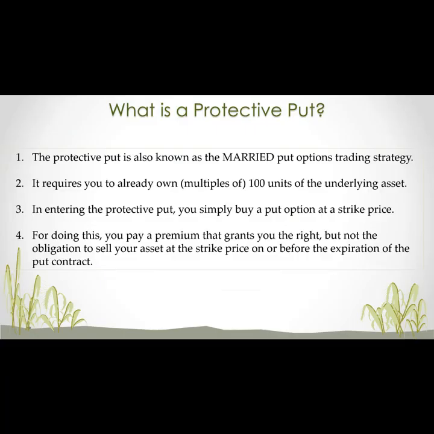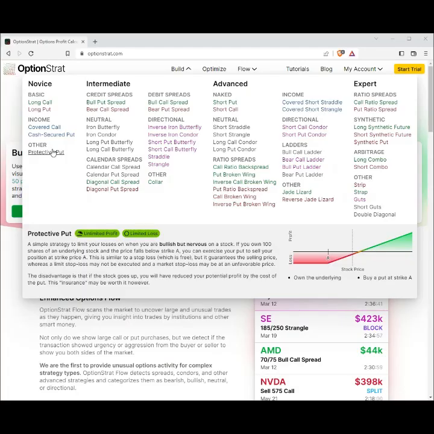So what is a protective put? The protective put is also known as the married put options trading strategy, and it requires you to already own 100 units or multiples thereafter of the underlying asset. In entering a protective put, all you have to do is buy a put option at a strike price. For buying this option, you pay a premium, and paying this premium grants you the right, but not the obligation, to sell the assets that you've owned previously at the said strike price on or before the expiration of the put contract.